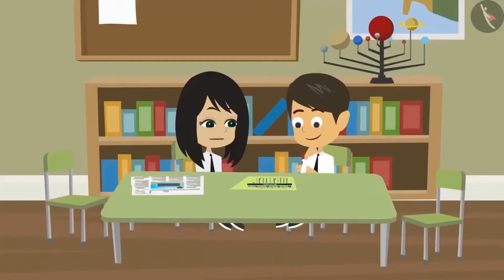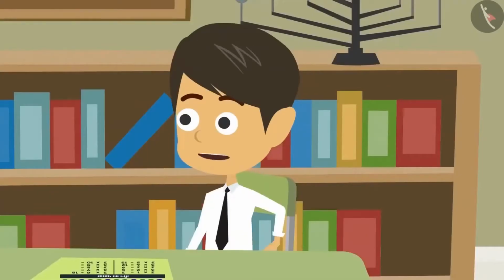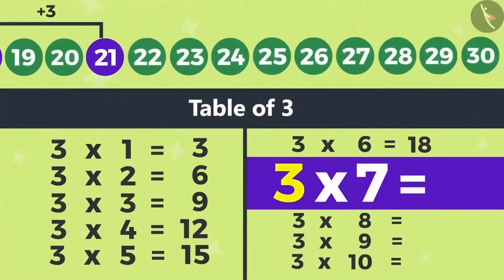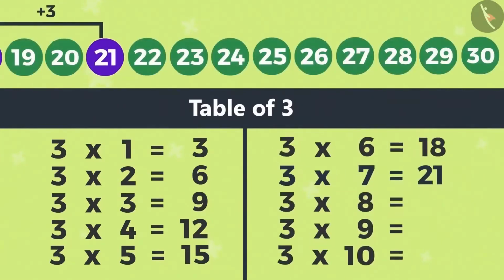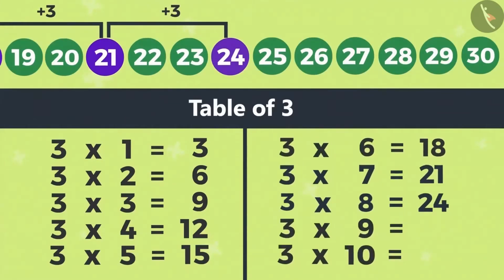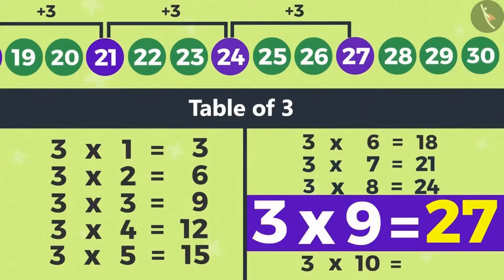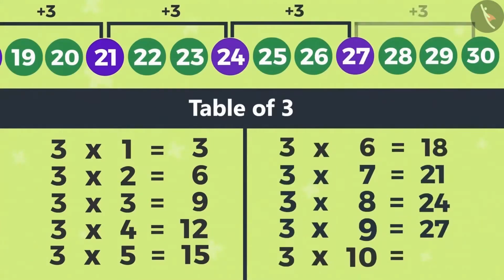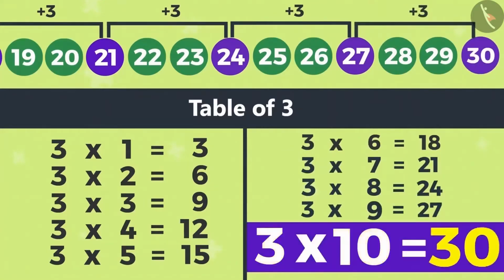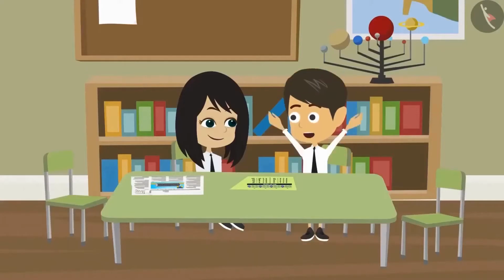See, we got to know that there will be 18 tires in 6 rickshaws. Yes, I got it. But now the multiplication table of 3 is not complete. We can complete that. The third number after 18 will be 21. That is, 3 sevens are 21. 24 will be 3 numbers after 21. That is, 3 eights are 24. The third number after 24 is 27. That is, 3 nines are 27. And the third number after 27 will be 30. That is, 3 tens are 30. We've written down the multiplication table of 3.